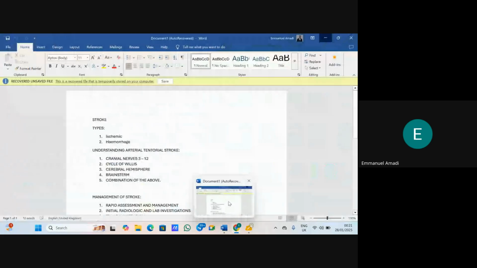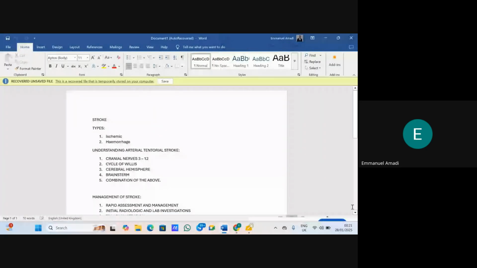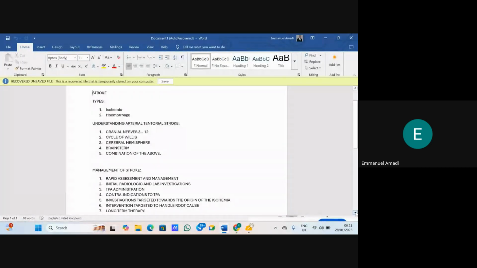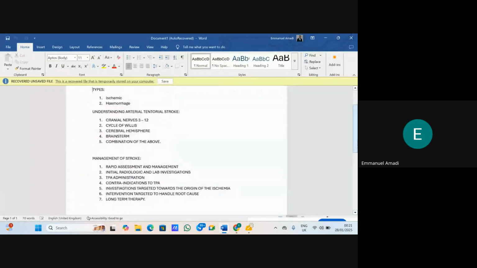So when we talk about stroke at the level of Step 2, there are some things you will need to know. Now, this is the guideline I'll have to teach today. We're going to look at the broad types of stroke, which is the ischemic and the hemorrhagic stroke. Then we're going to understand the arterial territorial stroke before we can now hit the management of stroke. So we're going to be playing with a lot of concepts. We're going to be bringing halves together. Then we're going to merge these halves together to actually make sense.